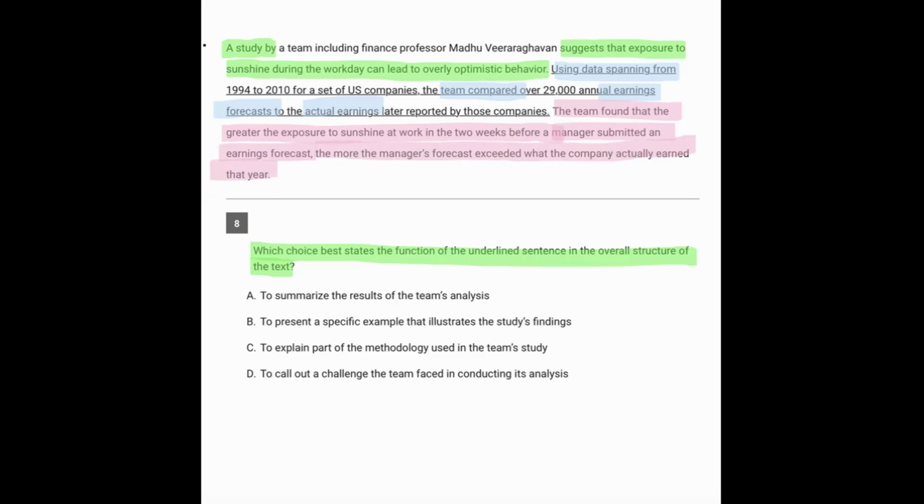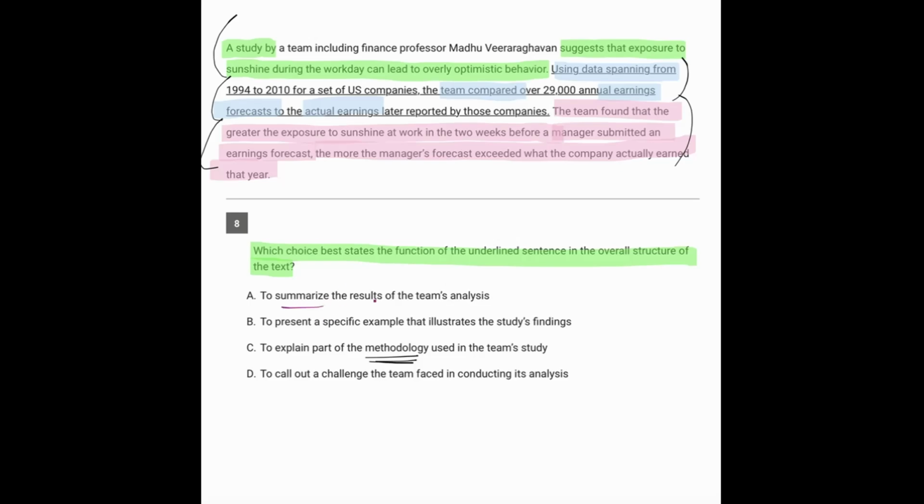So we have the original idea that exposure to sunshine can lead to optimistic behavior. Then we have an actual description of the experiment itself, the actual details of what was being done. And that, by the way, is what the word methodology means. And last but not least, we have the results. This is what the team found. So let's look at the answers.